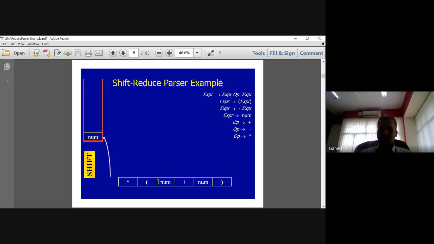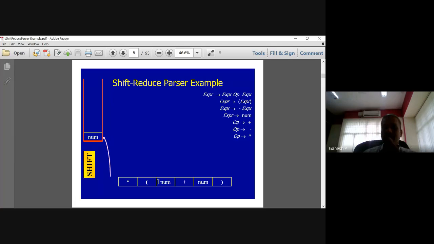So what happened? We have identified num as one of the eligible data. We have pushed it into the stack. That is nothing but shifting into the stack. If you remove something, if you pop something from the stack, we say it is reduced. So far we have only pushed. Observe when we are going to reduce.